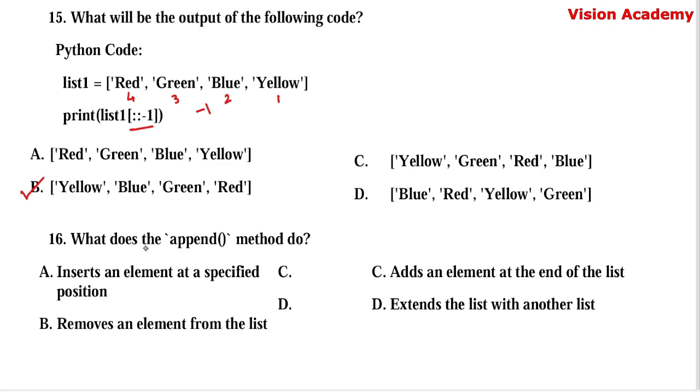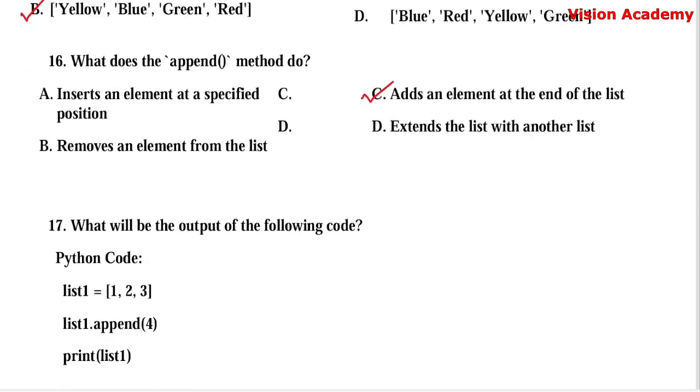Question number 16. What does the append method do? Option A, inserts an element at a specified position. B, removes an element from the list. C, adds an element at the end of the list. D, extends the list with another list. Here option C, adds an element at the end of the list, is the right answer.